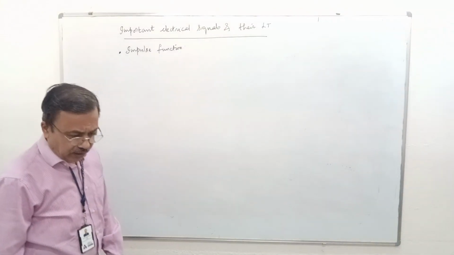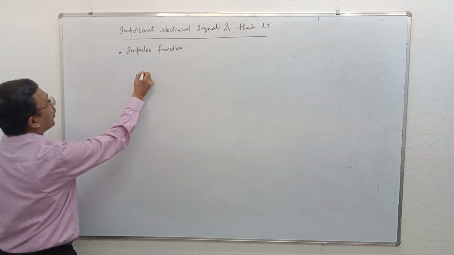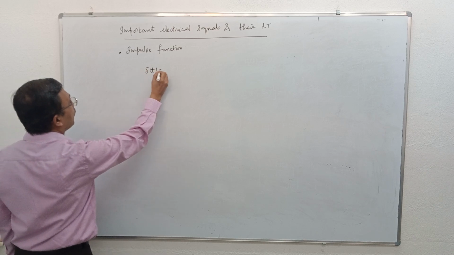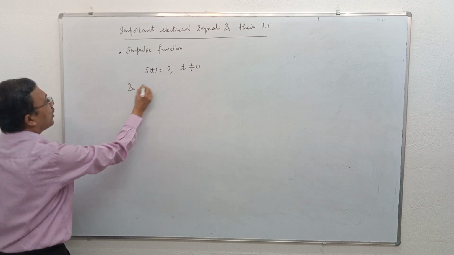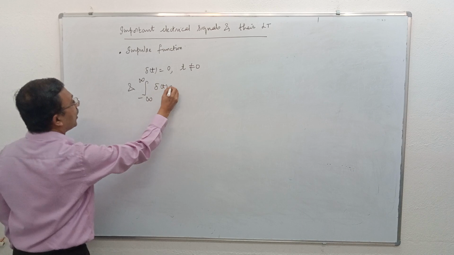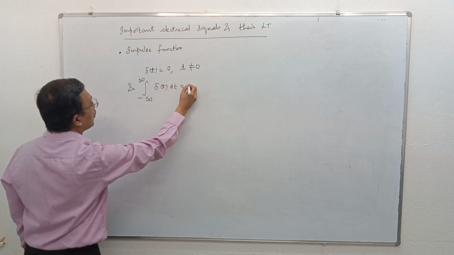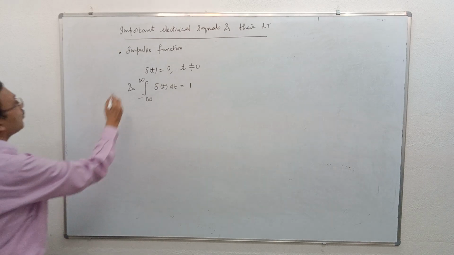Impulse function. How do you define an impulse function? An impulse function is defined in this manner. Delta of t is equal to 0 when t not equal to 0, and integration from minus infinity to plus infinity, delta of t dt is equal to 1. This is how an impulse function is defined.